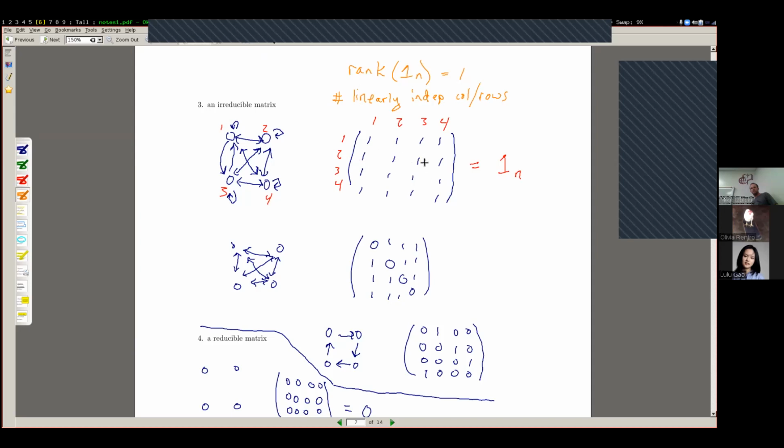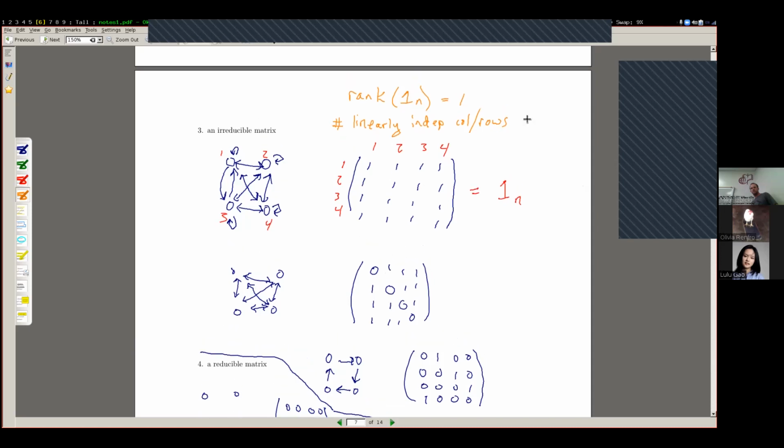Another equivalent definition of the rank: it's the number of non-zero eigenvalues.